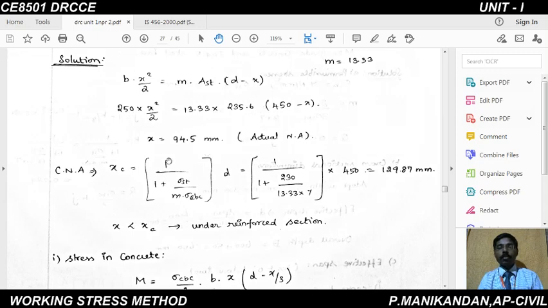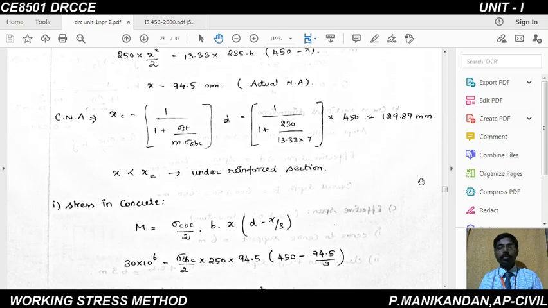After finding the actual neutral axis depth, we have to find the critical neutral axis. The formula for critical neutral axis is xc is equal to 1 divided by 1 plus sigma st divided by m into sigma cbc, into d, which is equal to 1 divided by 1 plus 230 divided by 13.33 into 7, into the effective depth 450 mm, which is equal to 129.89 mm. As the value of x is lesser than xc, it is classified as an under reinforced section.